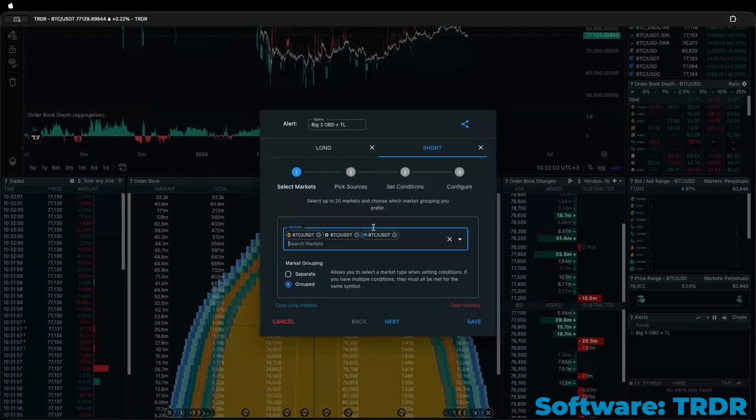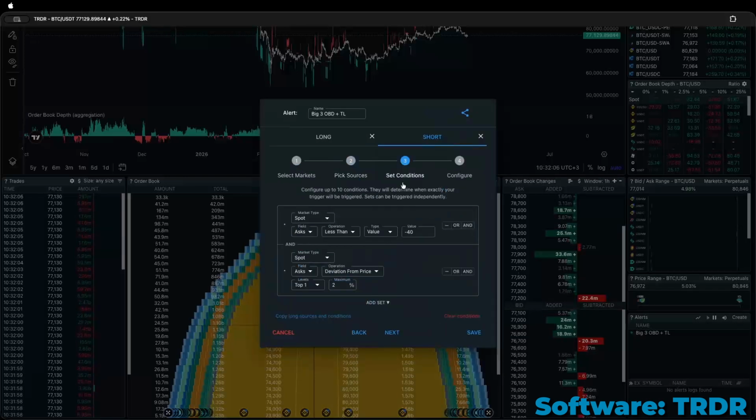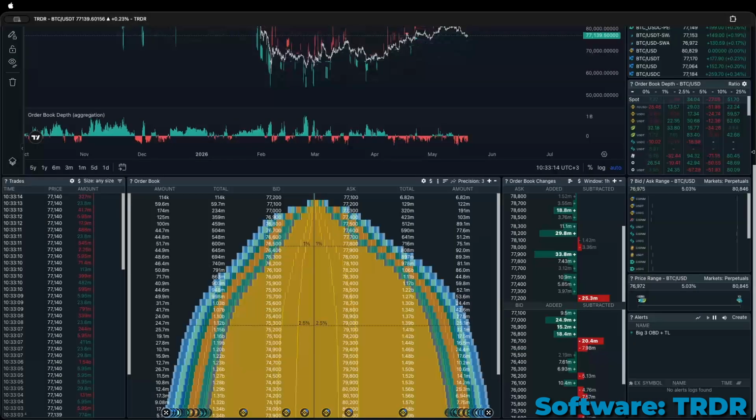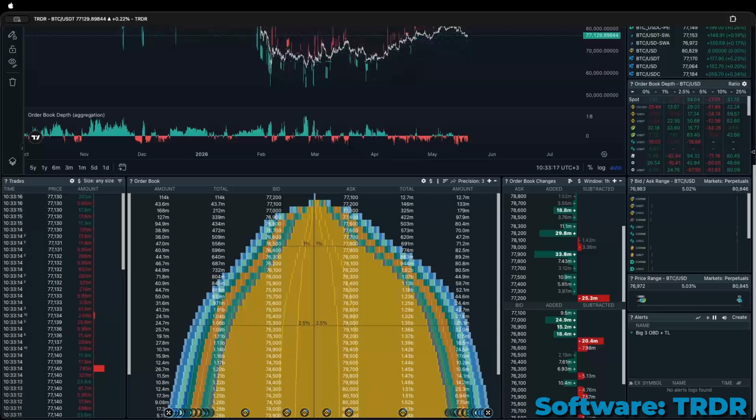I've done the same thing by selecting the market, the sources, and then set the conditions just to be on asks in both scenarios. I want asks to be less than -40 and a resting ask limit order to be within 2% of current price. Again, pretty similar configuration. Now to finish this, let's check TRDR screeners.